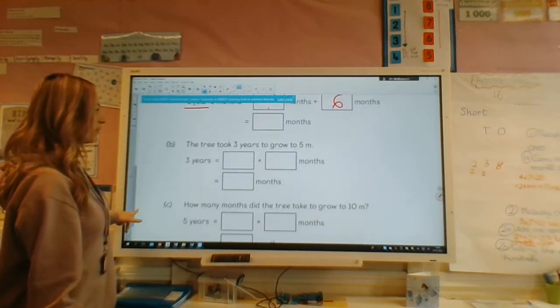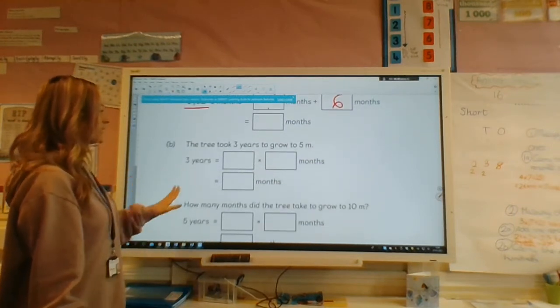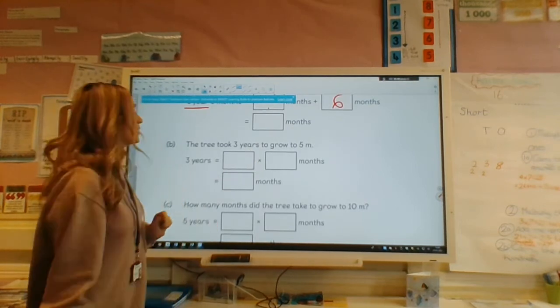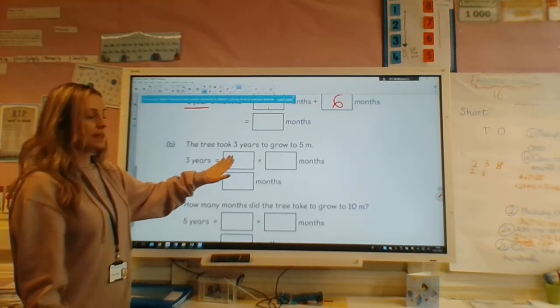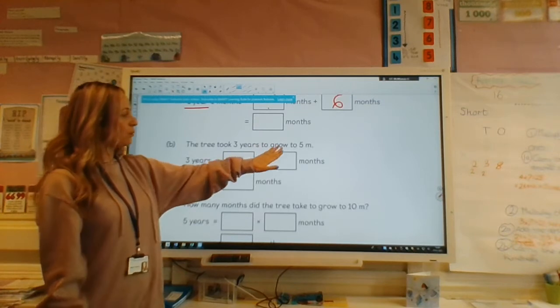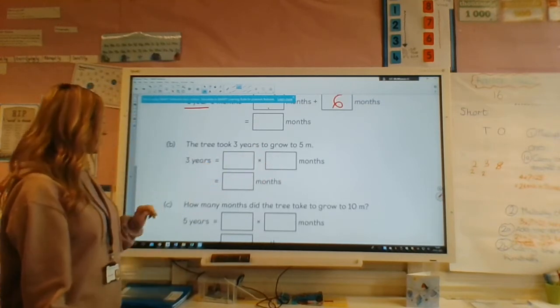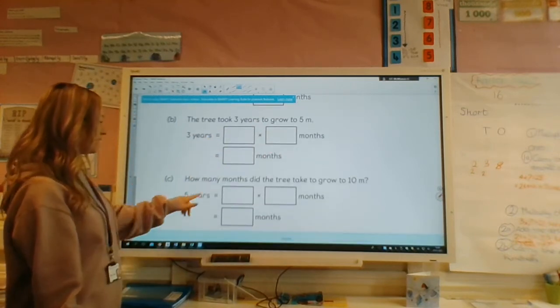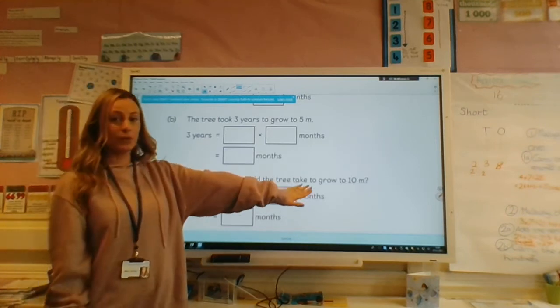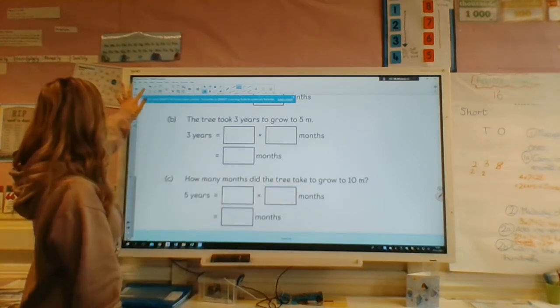Here, a tree took 3 years to grow 5 metres. What multiplication would you need to do? 3 years. How many months are in 1 year? That's what you would multiply it by and that would give you the answer. The same here, 5 years, so 5 times how many months are in a year would give you that.